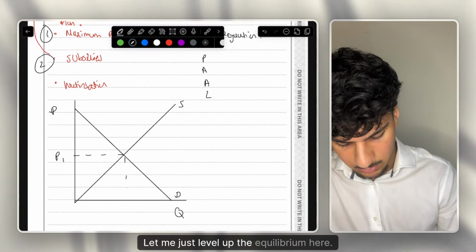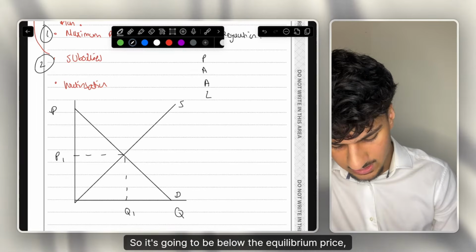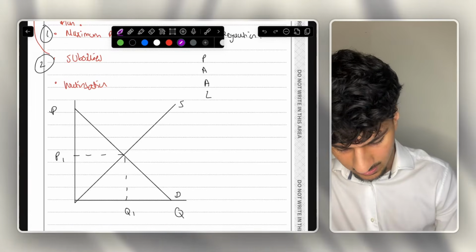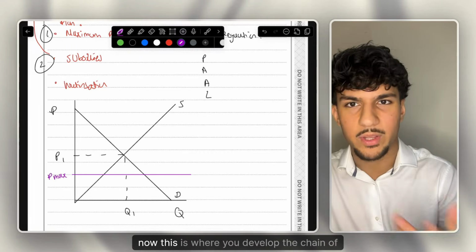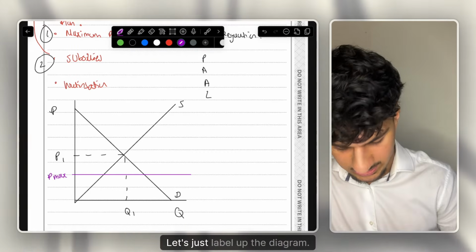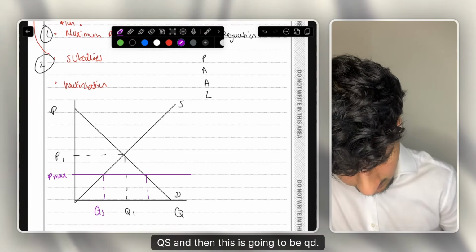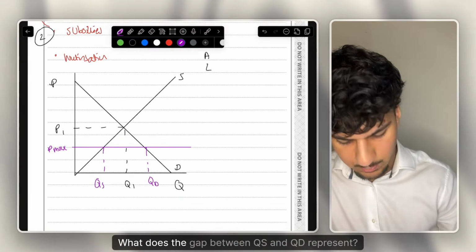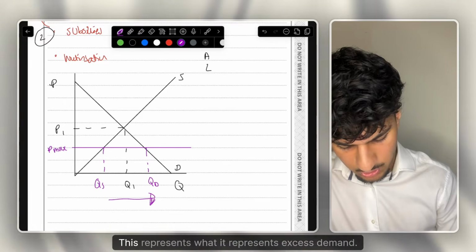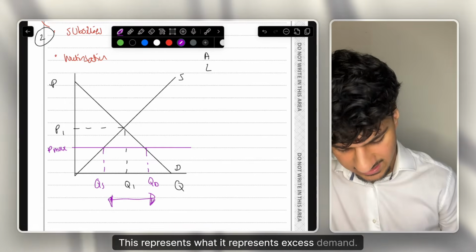Let me just level up the equilibrium here. So it's going to be below the equilibrium price, thus meaning it's going to look something like this. And we'll call that Pmax. Now this is where you develop the chain of analysis. Let's just label up the diagram. So this is going to be QS, and then this is going to be QD. So what's happening straight away? What does the gap between QS and QD represent? It represents excess demand.